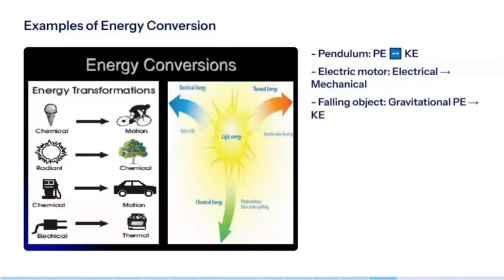The final portion of this lesson is talking about energy conversion. Energy conversion is the way energy is changed from one form to another. When I mentioned the law of conservation of energy, we said energy can neither be created nor destroyed, but can be transformed from one form to another. It can be transformed from chemical to mechanical, from electrical to mechanical, from gravitational to kinetic, from different forms to different forms.